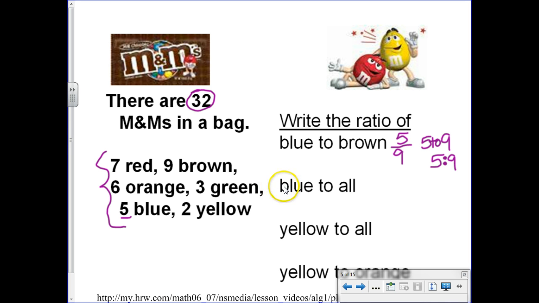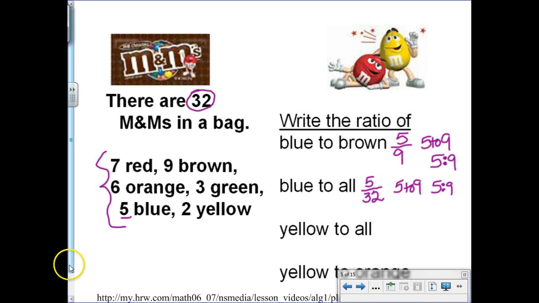Next one, blue to all. So I go back and I say, well, there were 5 blue, and there were 32 in all. So you could write it as the fraction 5/32. You could write it in words, 5 to 32. You could write it with the colon, 5:32 this way.